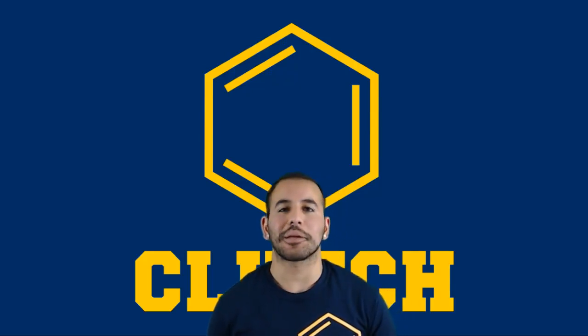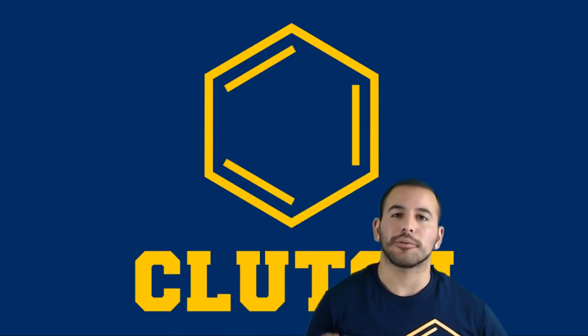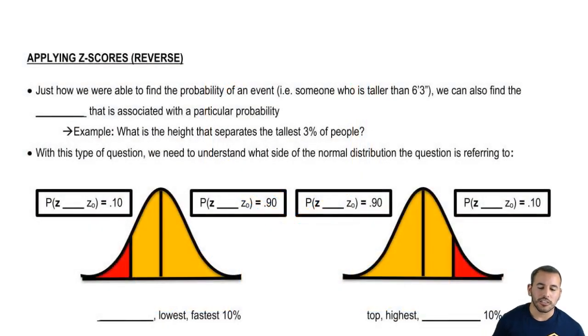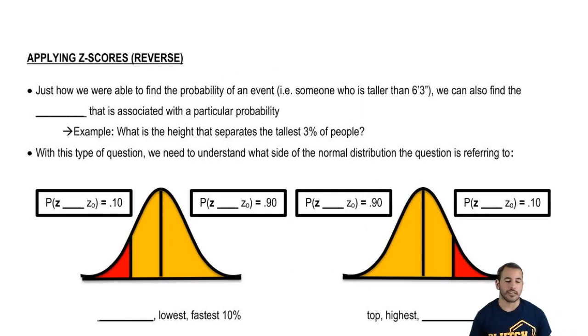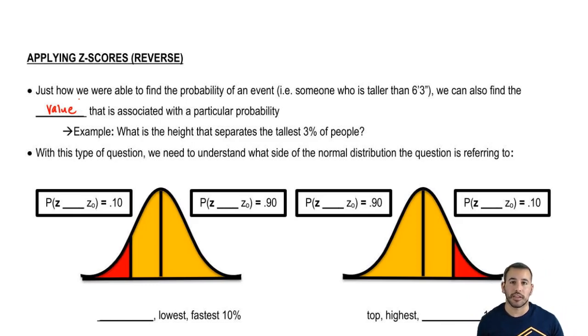Hey guys, so last time we saw how we can apply z-scores into real world problems, right? So now let's go and see another way that we can apply the z-score. So we're able to find the probability of any event, right? For example, someone who's taller than 6'3". We can also find the value that's associated with any particular probability. So for example, what is the height that separates the tallest 3% of people, right?